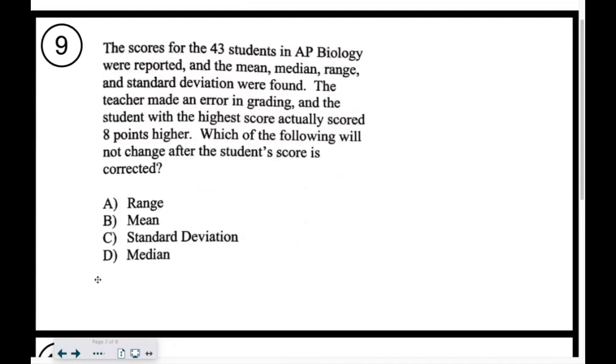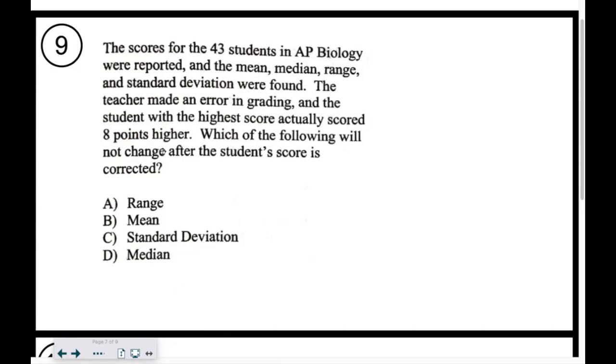On to number 9. All right, so now we get away from the whole margin of error, sampling, random assignment, experiments, that whole part of it. And now we go into kind of what happens when we manipulate mean, median, mode, range, standard deviation. All right, so the scores of 43 students were reported and they found out all this information. They made an error and the student with the highest score actually scored 8 points higher. Which of the following will not change?